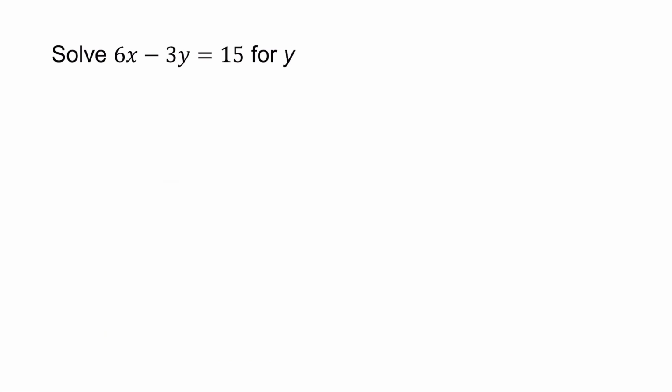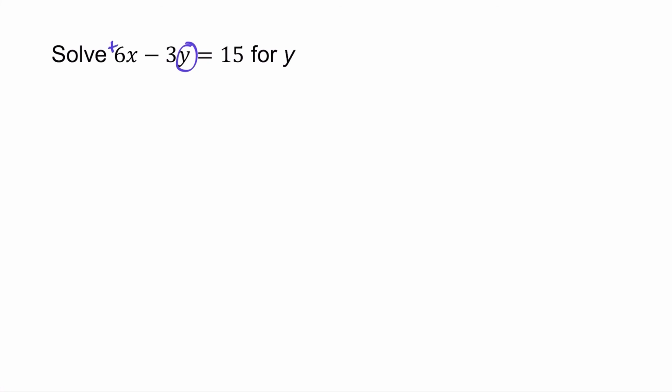So now let's solve some literal equations. Remember, in literal equations, you're trying to do opposite operations until you isolate the variable that it's asking you to do. So in this case, I'm trying to get y by itself. Well, y is not by itself because it has that negative 3 in front, and then also that 6x is there. So we're going to work on moving these terms away.